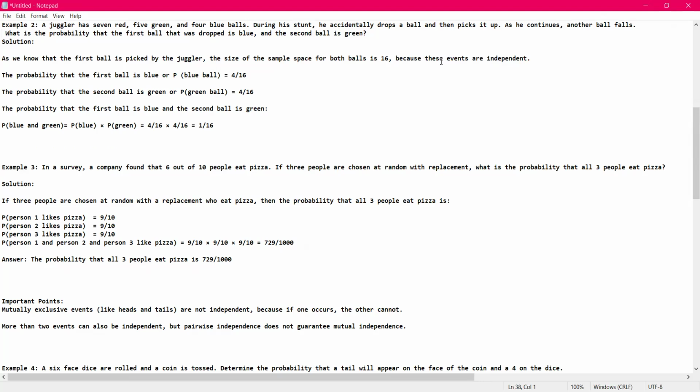So how many blue balls are there? Four blue balls are there. So 4 by 16. So that is the probability that the first ball is blue.